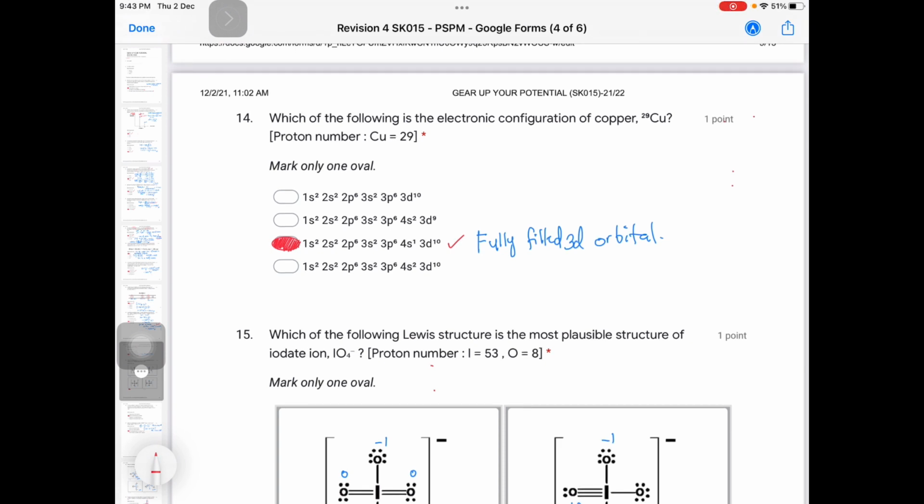Okay, so for question number 14, which of the following is the electron configuration of copper 29? So given the proton number for copper is 29, so the arrangement for copper is 1s2, 2s2, 2p6, 3s2, 3p6, 18, and then plus 10, 29 plus 1. So fully filled 3d orbital. Okay, so this is the most stable arrangement. So the answer is option yang ketiga.